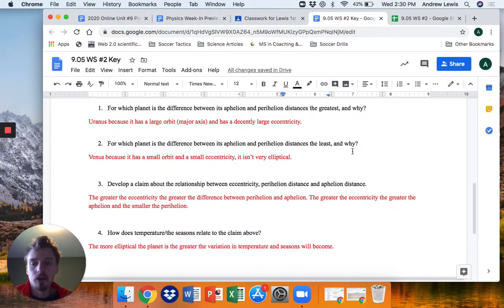3. Develop a claim about the relationship between eccentricity, perihelion distance, and aphelion distance. The greater your eccentricity, the greater your distance between your perihelion and your aphelion. Or the greater your eccentricity, the greater the aphelion is, and the smaller your perihelion is.